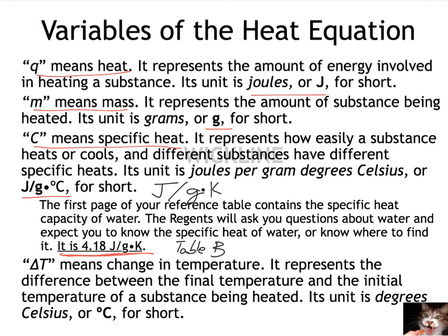And then lastly, ΔT means change in temperature. Its unit is Celsius or degrees Celsius. It could also be Kelvin. There's no rule against that, again, because Celsius and Kelvin degrees are the same size. So now that we know what all the variables are, Q is heat, m is mass, c is specific heat, and ΔT is change in temperature, and we know their units, joules, grams, joules per gram Kelvin, and Celsius, then we can move on and start solving things.